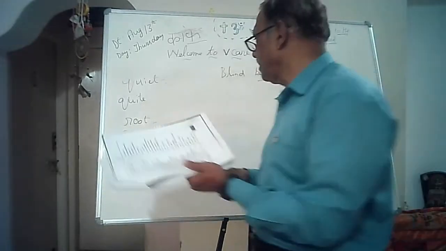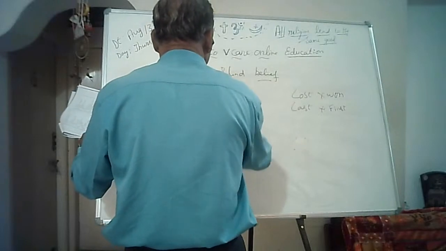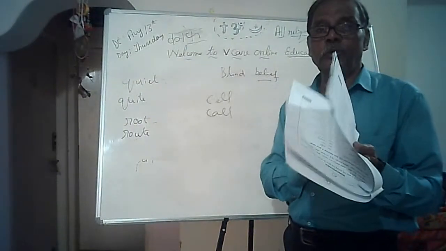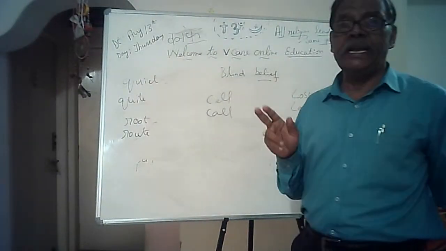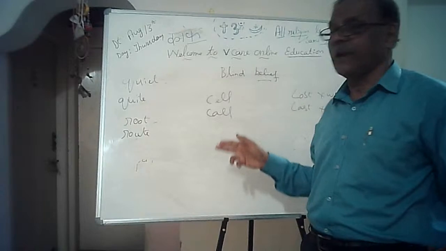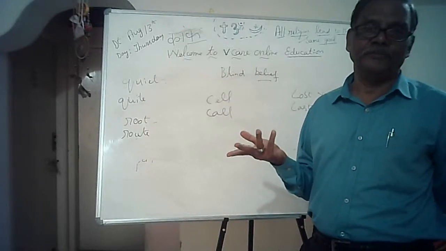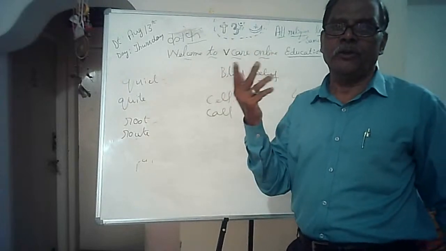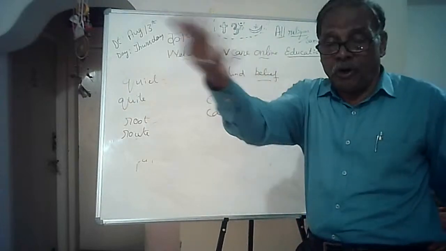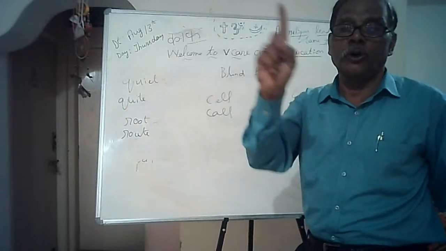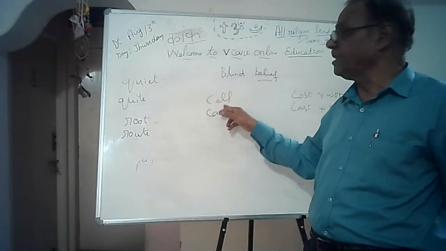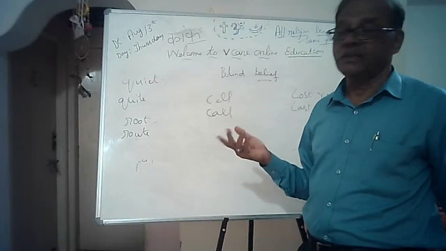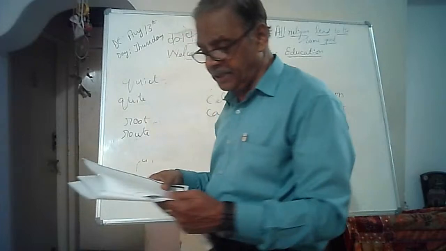For example, this is cell. If you write like this, you did a mistake. C-E-L-L, cell, is something different. If you write C-A-L-L, it is call. I received a call from my friend. Give me a call on reaching home. Call him inside. Don't call him. Here, this is cell. Just a letter will make a lot of difference.